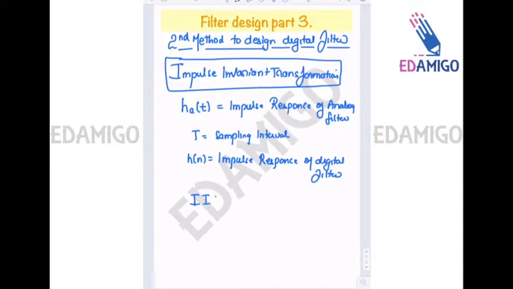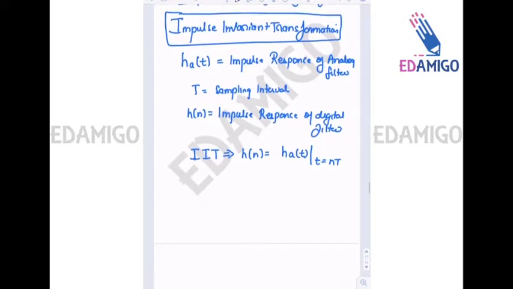Impulse invariance transformation, I will be calling it IIT. So h(n) is equal to h(t) at t equal to nT. Okay, so this is important. This is actually the transformation, how to transform the analog filter into a digital filter, by simply sampling it. So this is the IIT method, that is the impulse invariant transformation method.